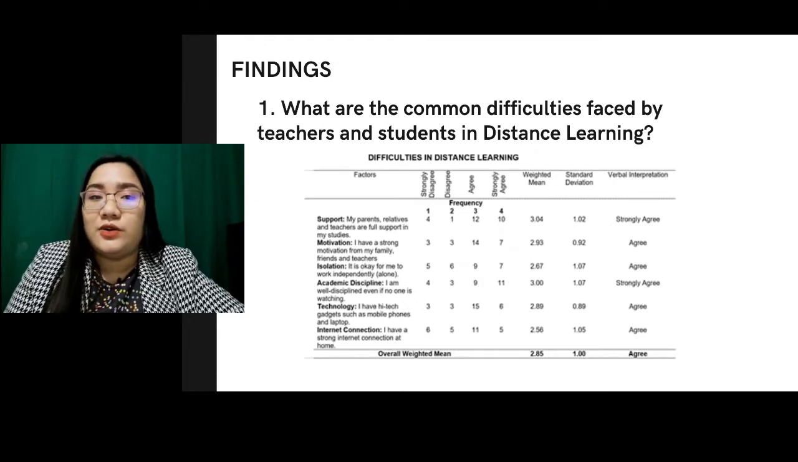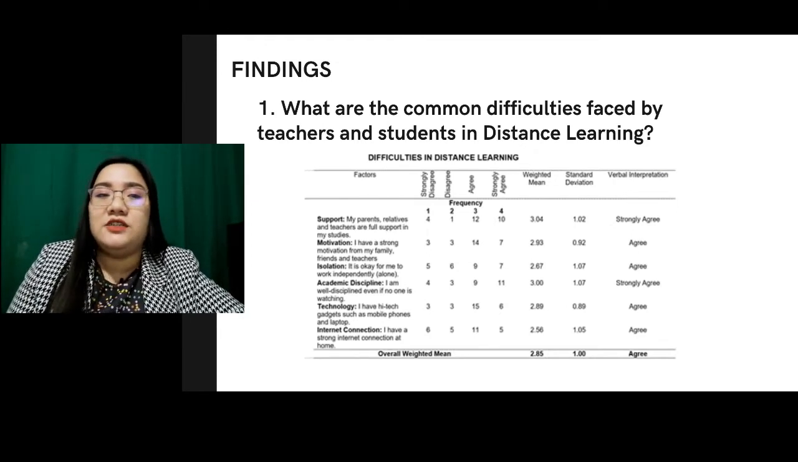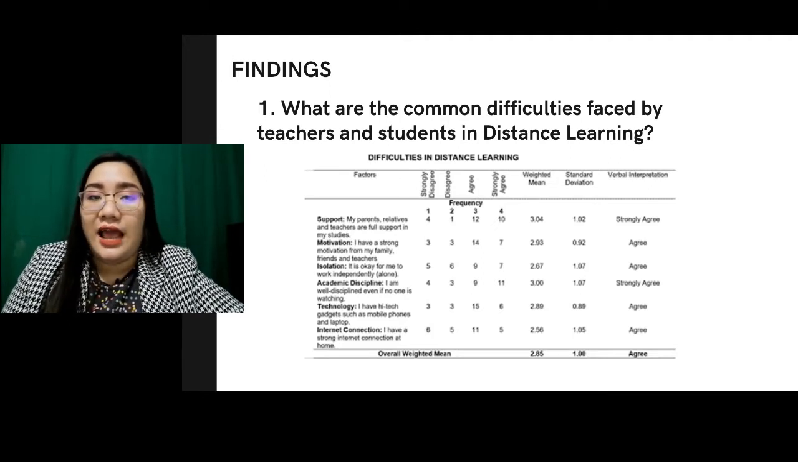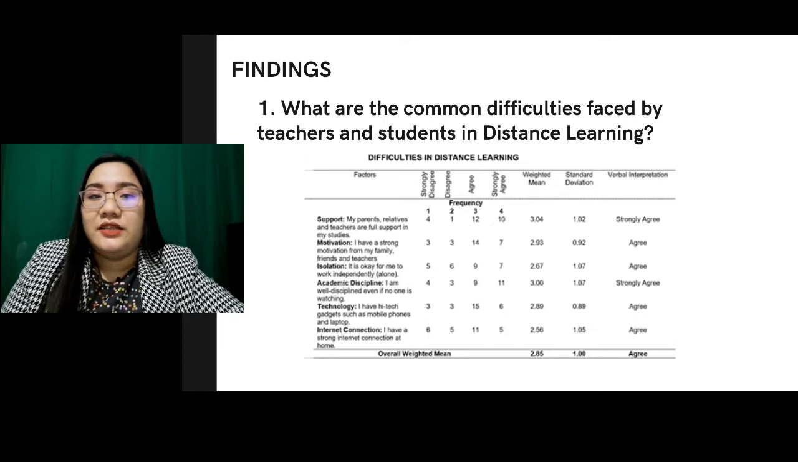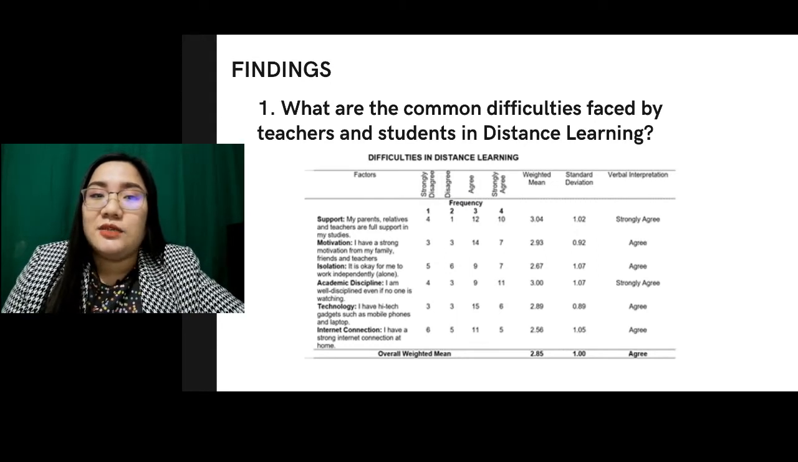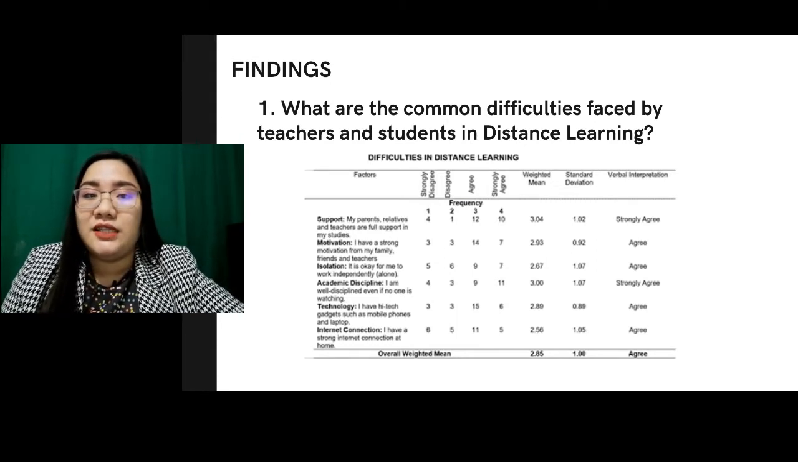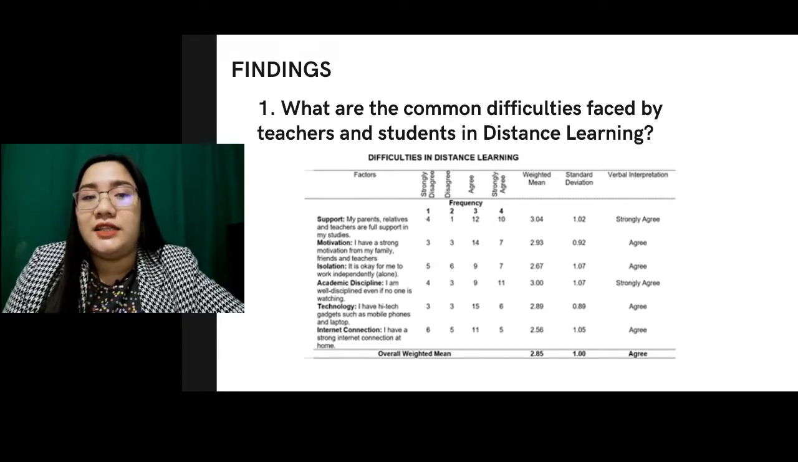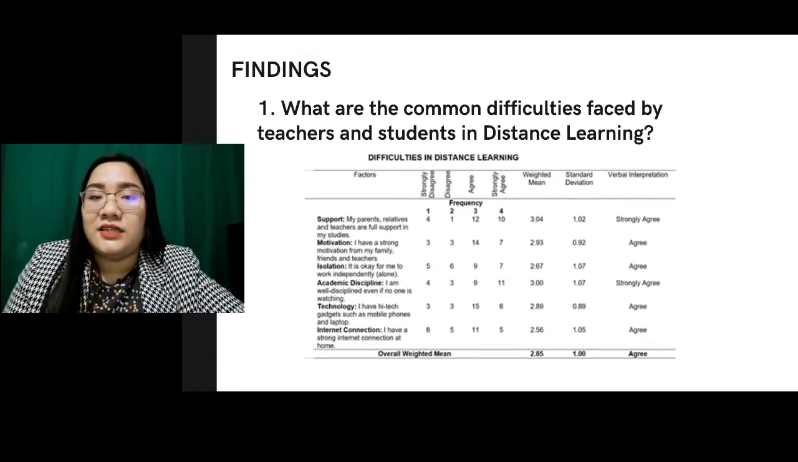The first research question is, what are the common difficulties faced by the teachers and students? As you can see in the data, the result shows that the common difficulties faced by teachers and students in distance learning, as presented, show that the support from parents, relatives, and teachers in the students' studies is the minor common difficulty faced by the teachers and students in distance learning.